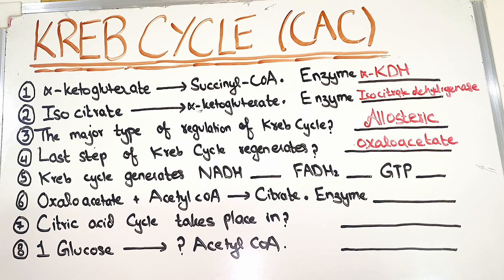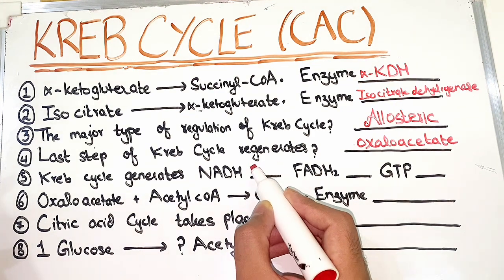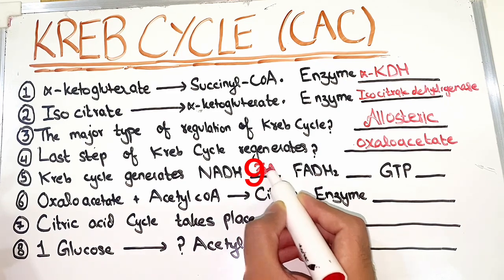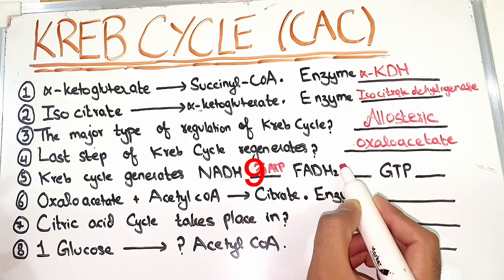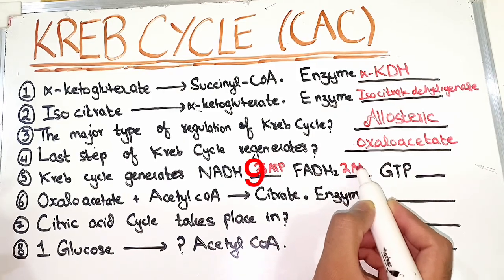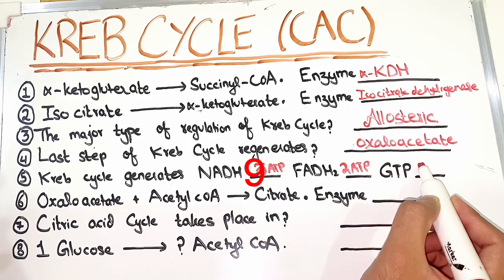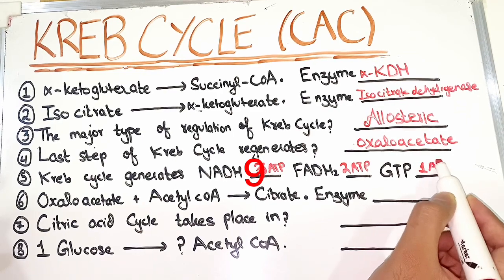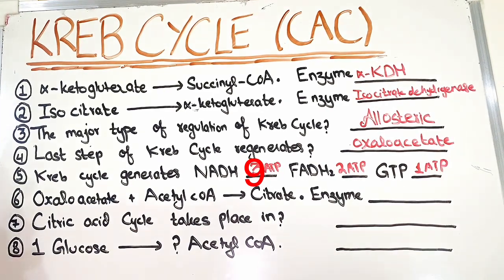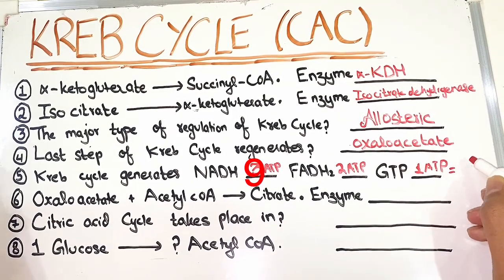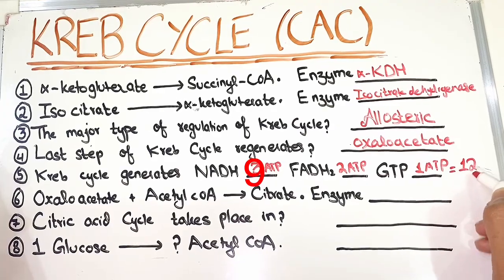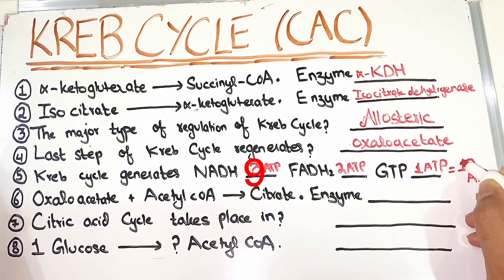Then the fifth question is: the Krebs cycle generates how many NADH, FADH and GTP? Let's see how many ATPs. As we know, 3 NADH are produced in the Krebs cycle, so it produces 9 ATPs. 1 FADH is produced, so it produces 2 ATP, and 1 GTP, so it produces 1 ATP molecule. In total we get 12 molecules of ATP in the Krebs cycle because we produce 3 NADH, 1 FADH2 and 1 GTP.